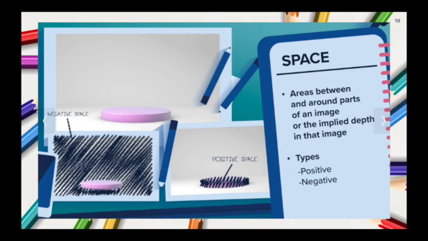Next, we have an example to the left of space. Space is the area between and around parts of an image or the implied depth of that image. We have 2 different types of space, both positive and negative.